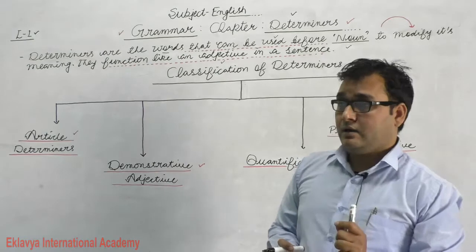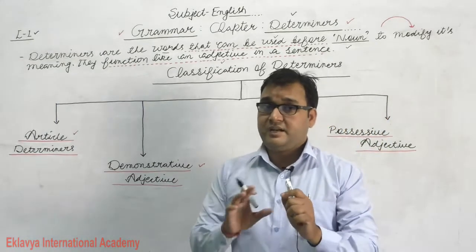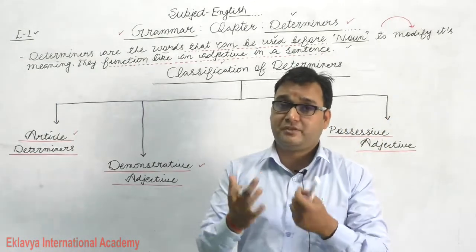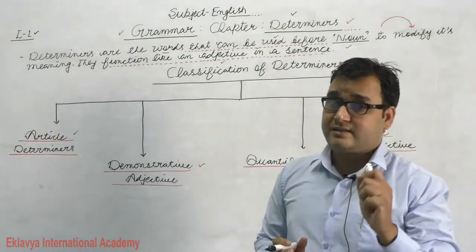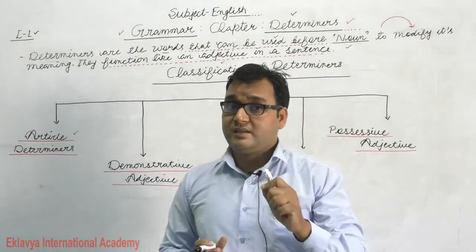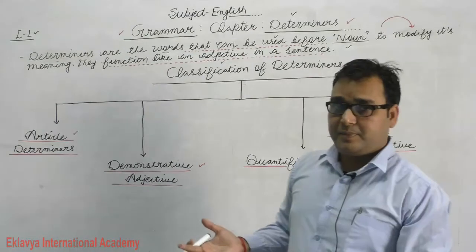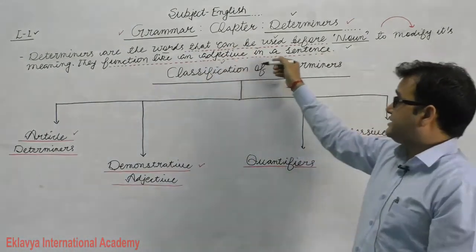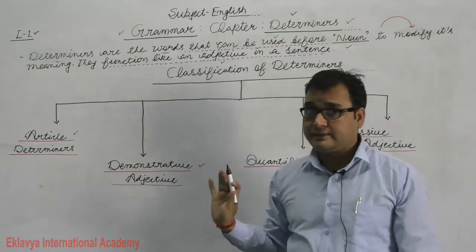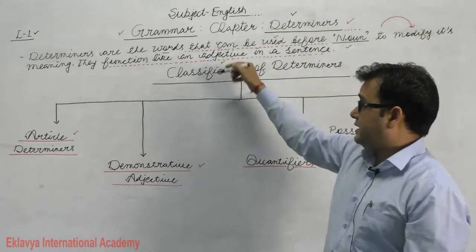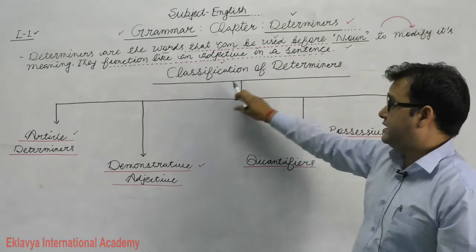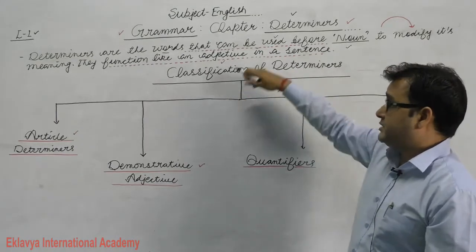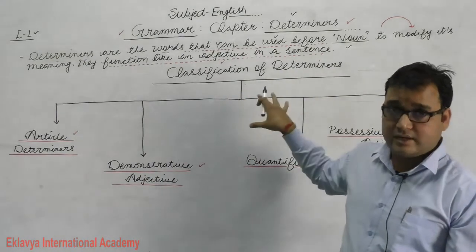There are two uses of adjective, in a predicative form or in an attributive form. It means that we can use an adjective as an attributive form or as a predicative form. We'll speak about it later, but let's have the determiners first. So they function like an adjective in a sentence. Now let's have the classification of determiners. Classification of determiners means the kinds, types, and divisions of determiners.